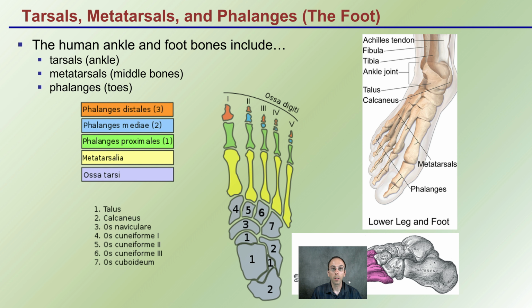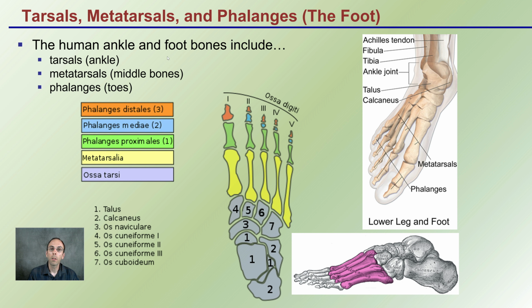We have the tarsals, metatarsals, and the phalanges. So in humans, the ankle and foot bones include the tarsals, that's your actual ankle. Metatarsals are your middle bones, and the phalanges are the actual toes. Very similar, analogous to what's in your hand. We see those same terms, the phalanges, for fingers and toes, being given here. So it's important to make that distinction of where you are talking about when you're using that particular term.